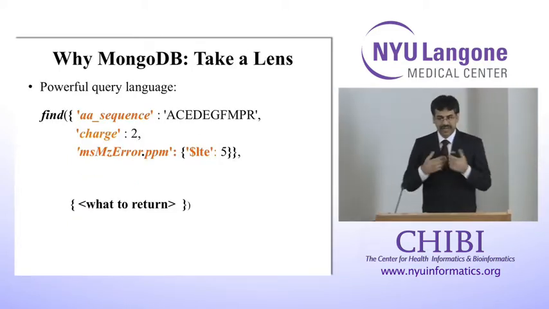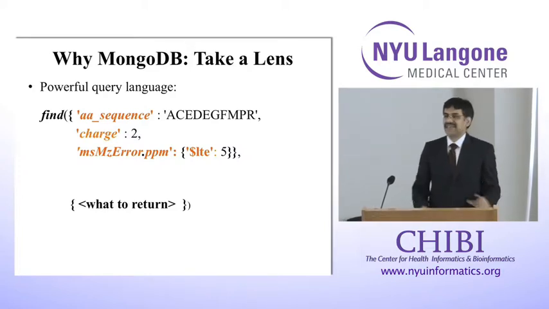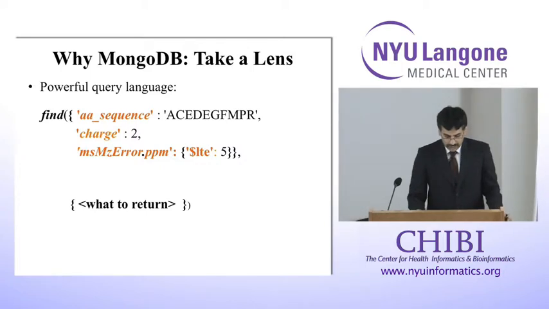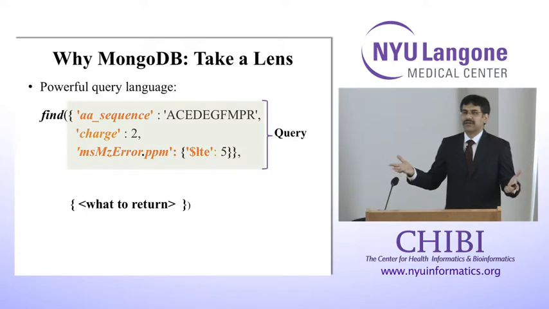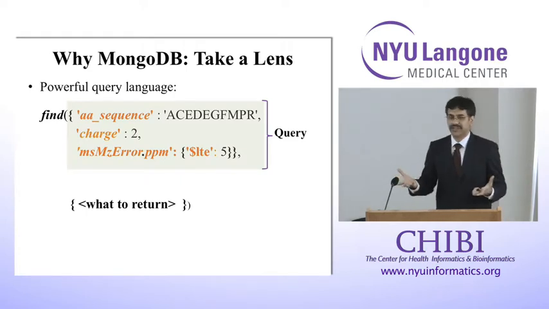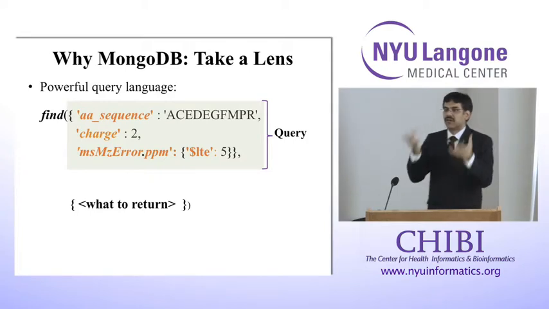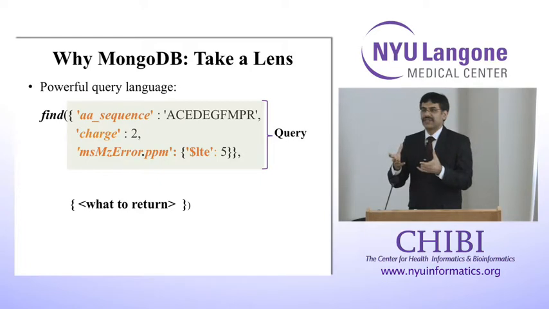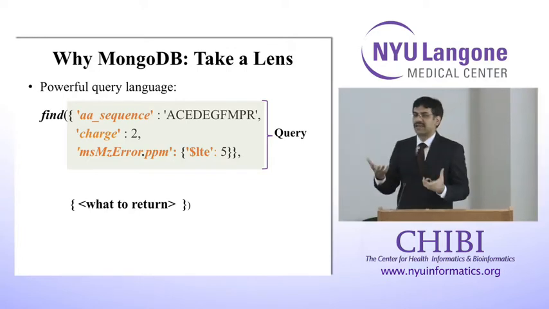Okay, so the next reason why MongoDB is a very good choice is that it has a very powerful query language. Okay, so find is the basic query tool that you can use, and this can take as input a query document. Just like you represent data as documents, hierarchical key-value pairs, you can also provide a query in the form of a hierarchical key-value pair.